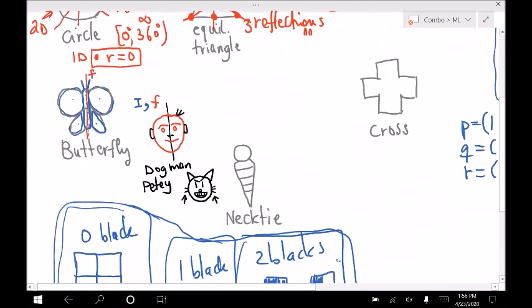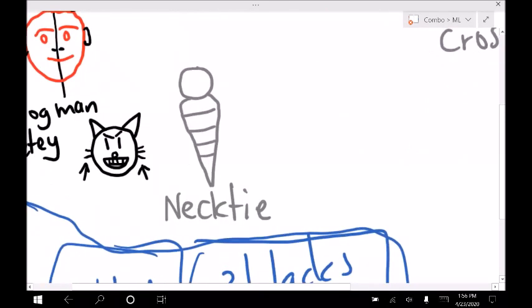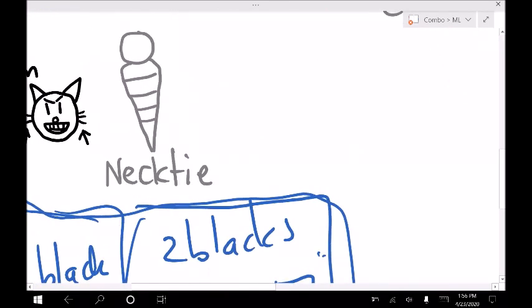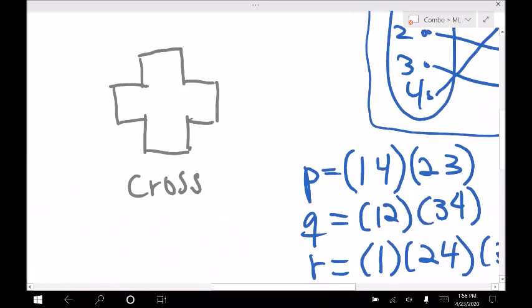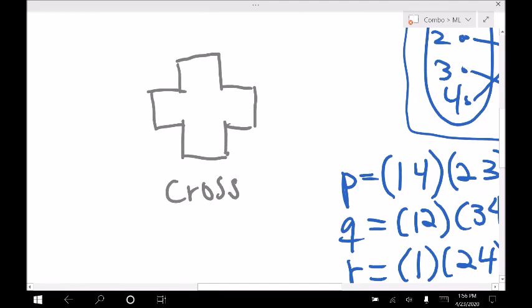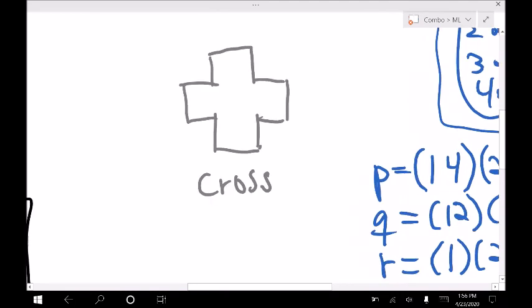Okay, so next is our necktie, which looks like a carrot or whatever you call it. So how about the symmetries of this shape? Yeah, it's the same, right? So this one, again, you can cut it in half, and again, the same reflection, and then the identity. So how about, what else? A cross. What are the symmetries of a cross? Yeah, it's kind of interesting, right?